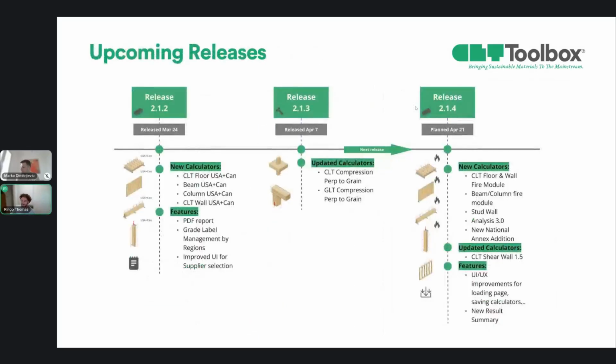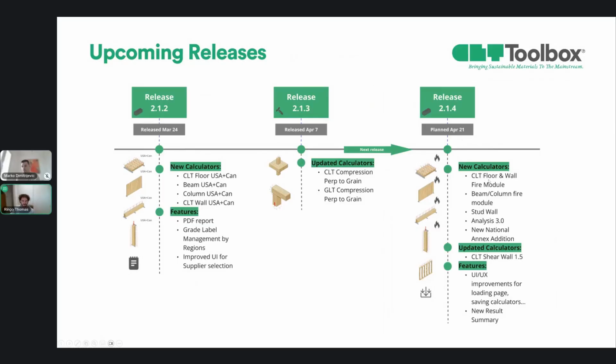As you can see with these upcoming releases, I think it was last week we released, as we said, the floor, the beam, the walls, and the columns, plus a bit of an update to our PDF report and how we manage our grades. Our next release, I think, is on Monday. It will be a simple release: the CLT compression perpendicular to grain and the GLT compression perpendicular to grain. But this release here, planned for April the 21st, is a massive release.